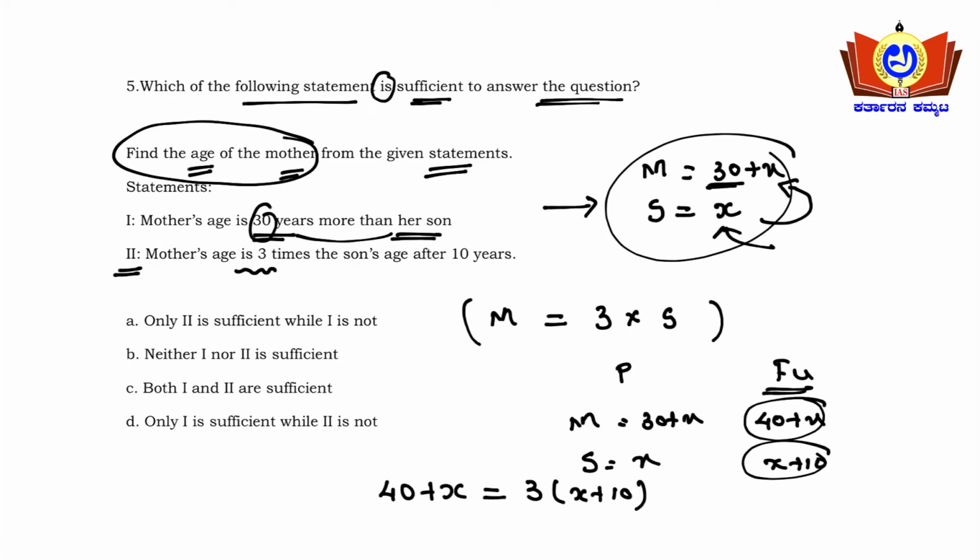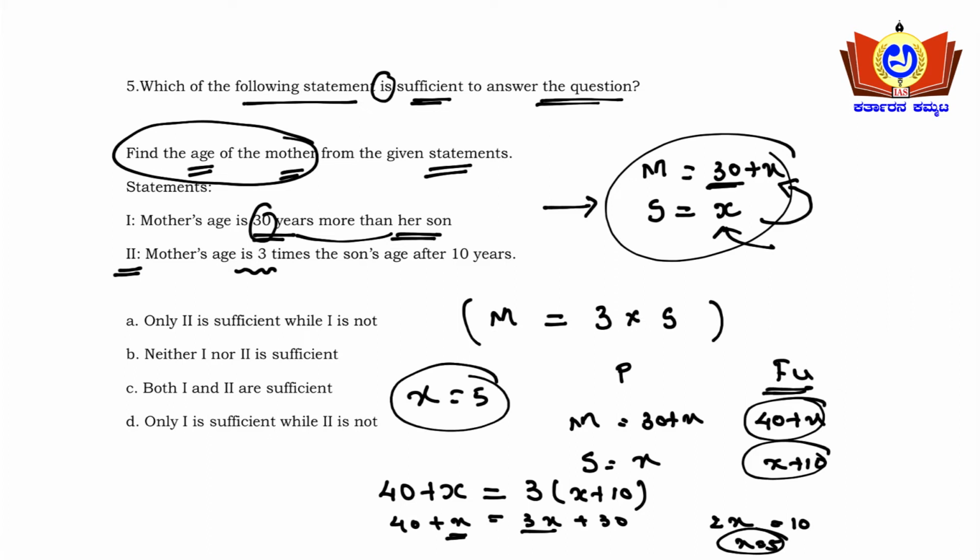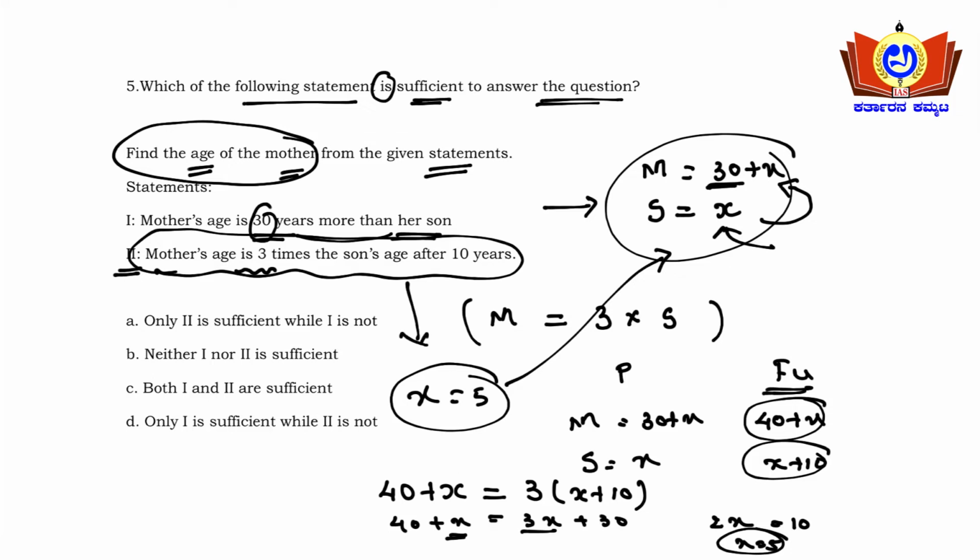When you get this equation, it is obvious to solve the equation here. So this will be 3X plus 3 into 10 will be 30 here, and this is 40 plus X here, and 3X minus X will be 2X, and 40 minus 30 will be 10 here. So X will be 5 here. When we got the X value as 5 here, what is this X? Actually the age of the son here. From the second statement we are getting the age of the son here, not the mother here.